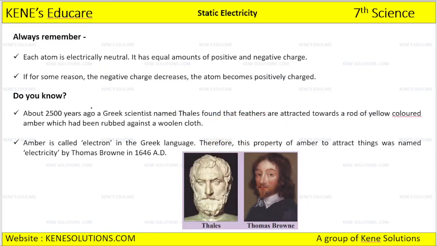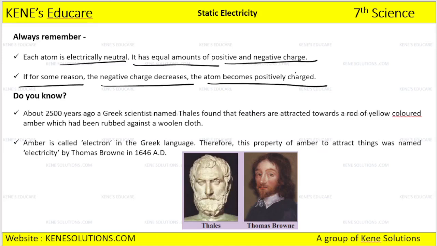Always remember, each atom is electrically neutral. सब atom electrically neutral रहते हैं. It has an equal amount of positive and negative charge, and if for some reason the negative charge decreases, the atom becomes positively charged. अगर negative charge चला जाता है, the substance will become positively charged. अगर negative charge किसी भी object का आता है, the substance will become negatively charged.